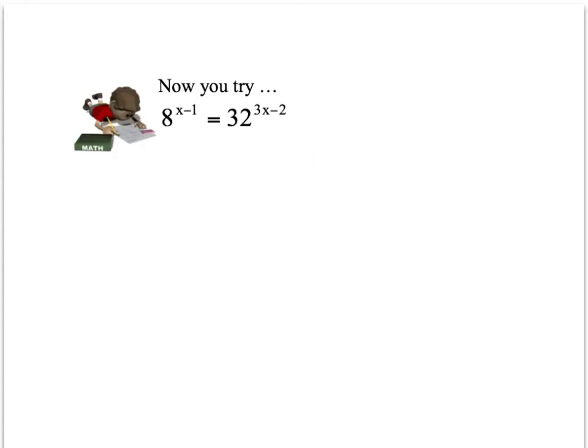Now you try one. I have 8 raised to the x minus 1 power equal to 32 raised to the 3x minus 2 power. Hit pause on the video and see if you can solve the equation.